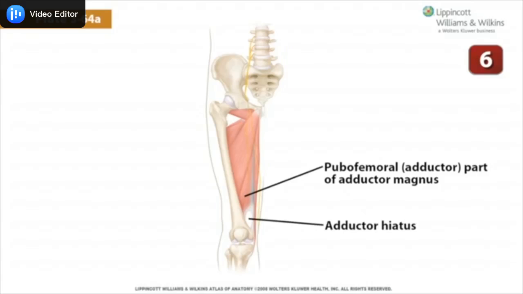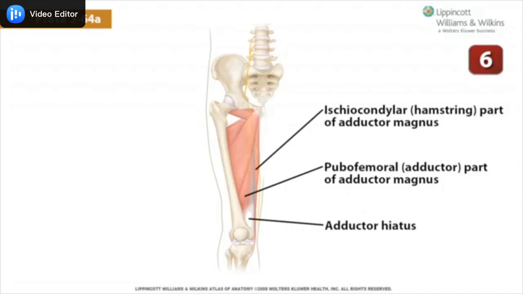The portion of the adductor magnus muscle that originates on the ischial tuberosity and inserts on the adductor tubercle is called the ischiocondylar or hamstring part. It is considered to be a member of the posterior compartment because its origin, innervation, and action are the same as the long muscles of this compartment.